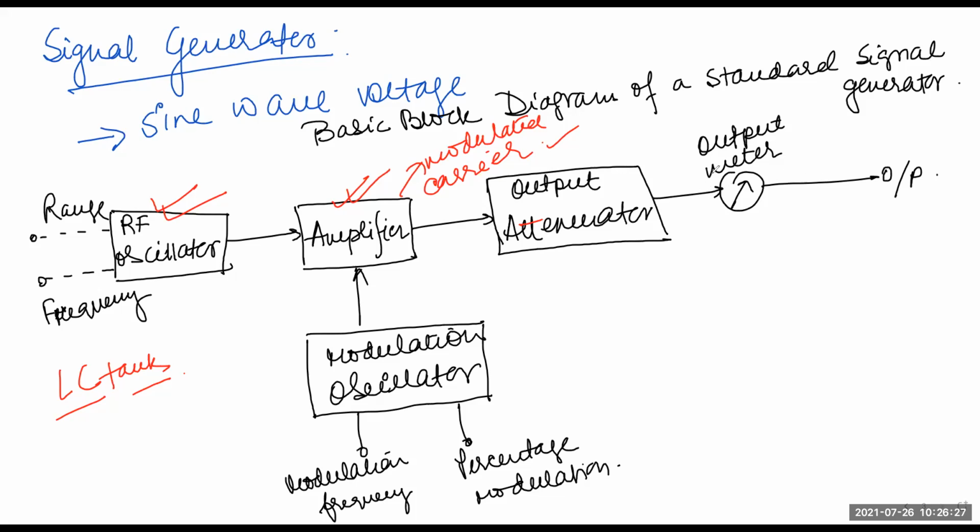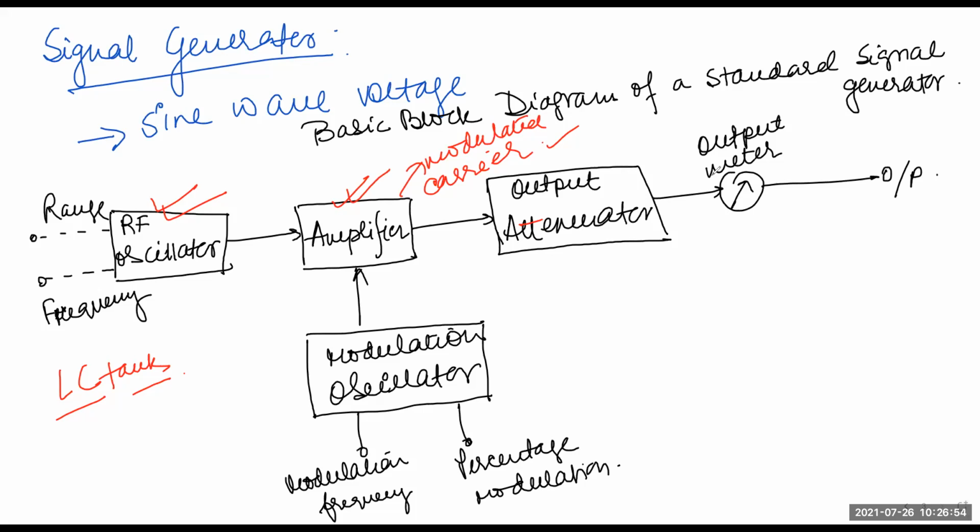Modern laboratory type signal generators incorporate certain features. If you see any communication lab, this kind of signal generator, many updated signal generators may also be there. But this is the basic thing: RF oscillator, amplifier, attenuator. These three are the main components of how the signal generator produces the output.